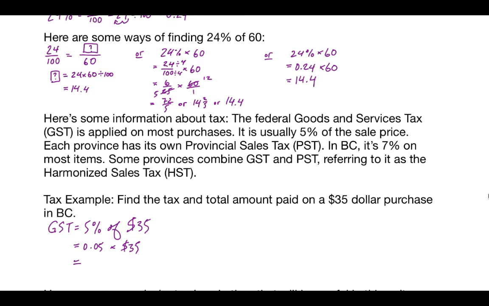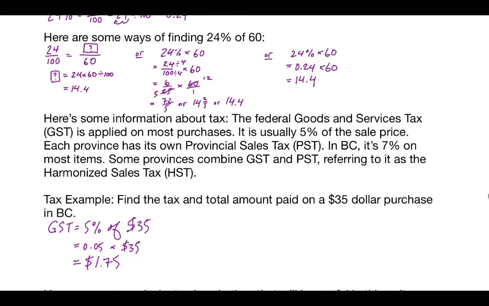Now, before I do this on the calculator, I'm just going to do a quick mental math calculation. What I want you to notice is that 5% is half of 10%. And finding 10% is actually quite easy, because as a fraction, this reduces to 1/10. If I look at $35 and I want to find 10% of $35, this is just $3.50. So if I know that's $3.50, I can probably figure out half of that pretty easily in my head. I think it's just $1.75.